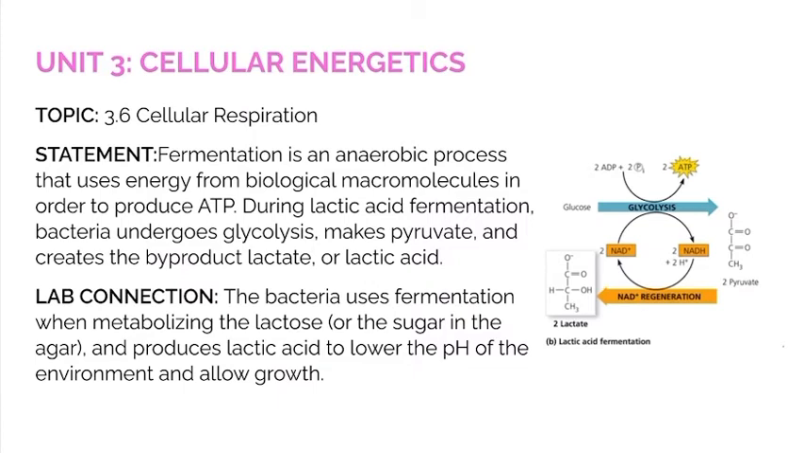From Unit 3, which was cellular energetics, I connected the lab with topic 3.6 of cellular respiration, which discussed fermentation. Fermentation is an anaerobic process that most prokaryotes that are anaerobic go through. They use energy from biological macromolecules in order to produce ATP. Specifically, lactic acid fermentation is what bacteria go through to make pyruvate, which creates the byproduct lactate or lactic acid.